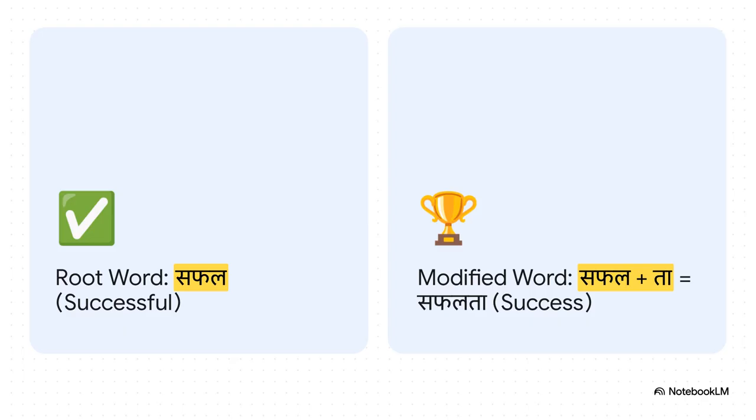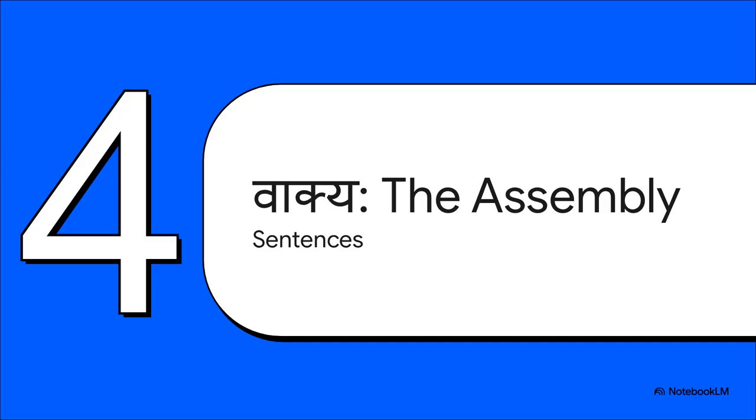Okay, now let's look at a suffix, a pratyay, which goes at the end. We'll start with safal, which is an adjective that means successful. But by adding the suffix ta to the end, we get safalta, which is the noun, success. So we didn't just tweak the meaning, we actually changed the word's entire job in the sentence. Pretty cool.